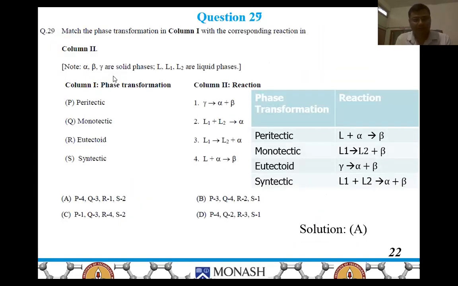Now question number 29. This is a very straightforward question. Match the phase transformation in column 1 with column 2. So peritectic has the reaction liquid plus alpha giving you beta, and monotectic is liquid giving you liquid plus beta, and eutectoid is gamma giving you alpha plus beta, and syntectic reaction is liquid 1 plus liquid 2 giving you alpha plus beta. So the correct answer is A.